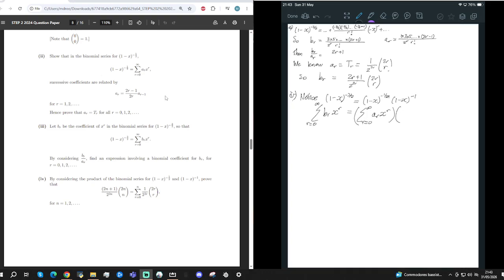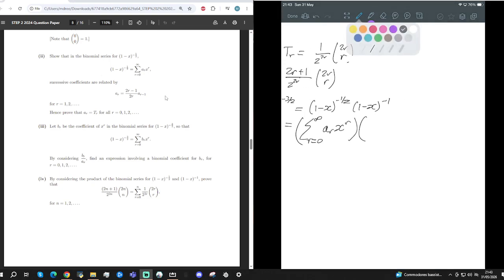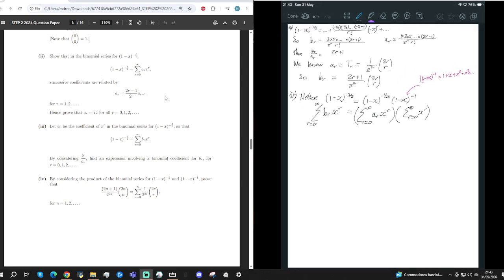Now, the other thing to notice is what this final summation is, and this one's actually really nice. 1 minus x to the power of negative 1 is simply 1 plus x plus, well, it'll be minus 1 times minus 2 over 2 factorial, cancels perfectly, plus x squared plus x cubed, etc. So that is actually just the sum from 0 to infinity of x to the r. Okay.